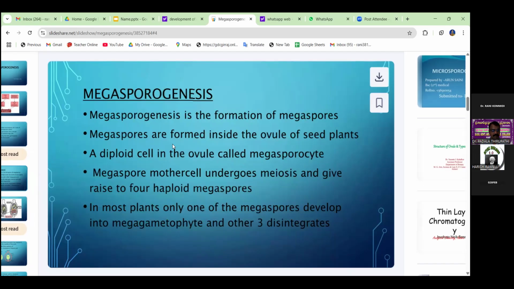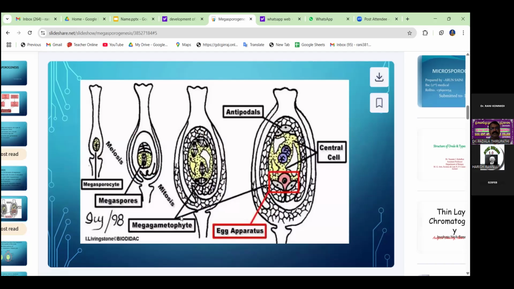A diploid cell in the ovule is called the megasporocyte. That means it looks like the center portion, a diploid cell. The megaspore mother cell undergoes meiotic division and gives rise to 4 haploid megaspores. In most plants, only one of the megaspores develops into the megagametophyte and 3 disintegrate. Just like I'll show this one. This is the complete megagametophyte.